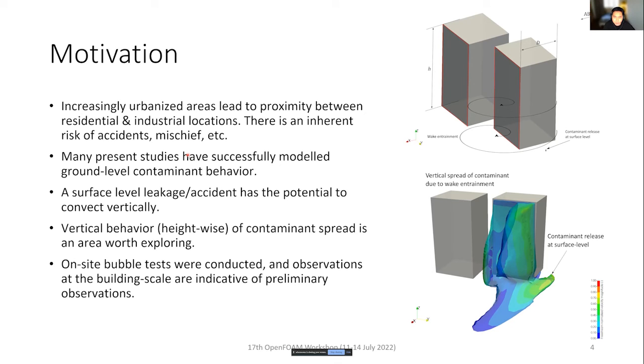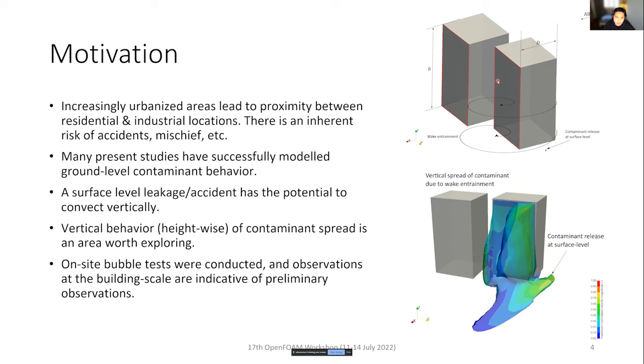Many present studies, like I mentioned, have successfully modeled ground level contaminant behavior. That's where they show, for example, a bird's eye view, and we see how the contaminant moves through a particular city layout. What we observe here in the preliminary results is some surface level leakage accident beside the building that has the potential to convect and move up vertically.